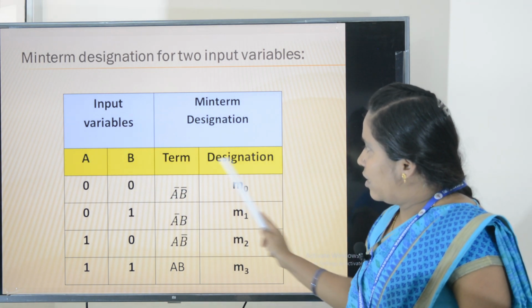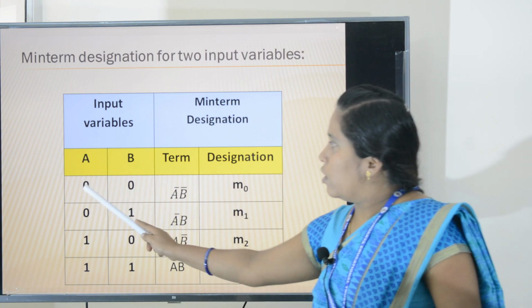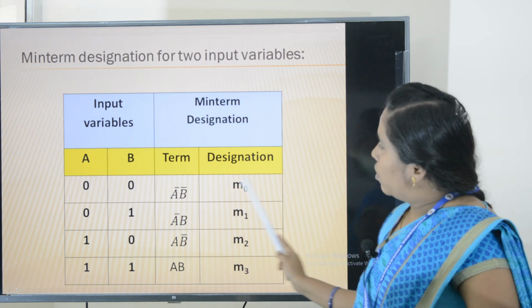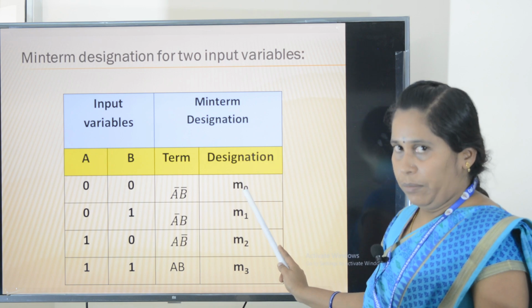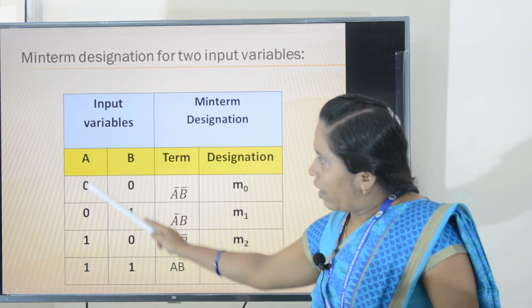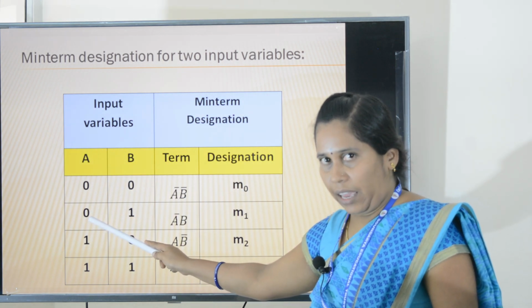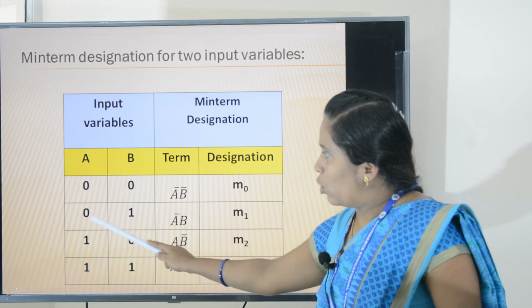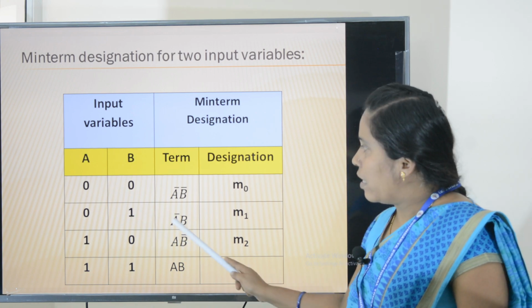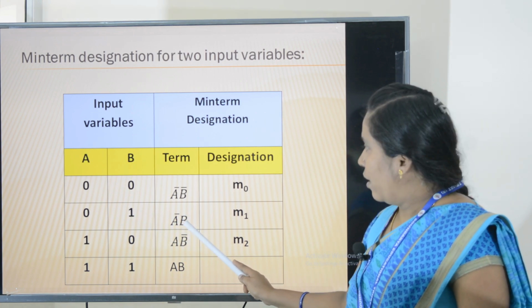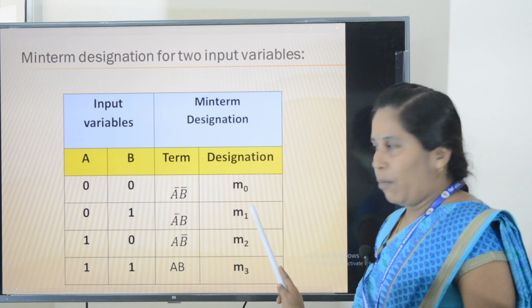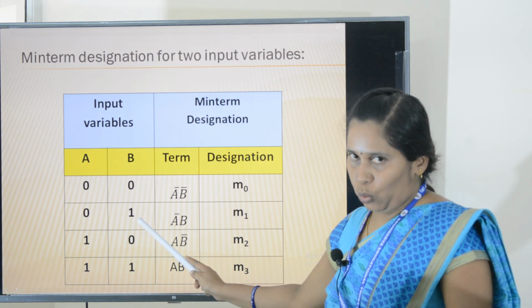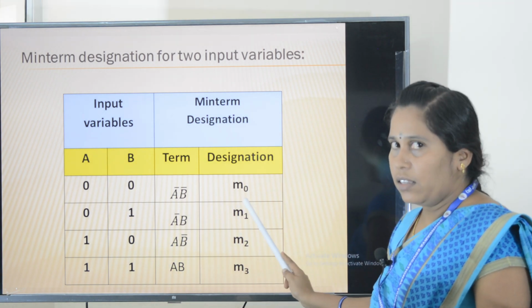The Minterm designation is M0. 0, 0 is called as 0. So the Minterm designation is M0. The second one is a column is 0, that is a bar, b column is 1, that is b. The multiplication of these 2 variables is a bar into b. The Minterm designation is M1. 0, 1 is called as 1, so the Minterm designation is M1.